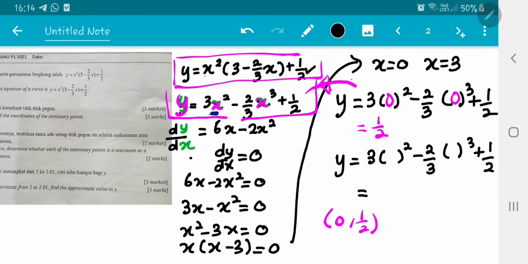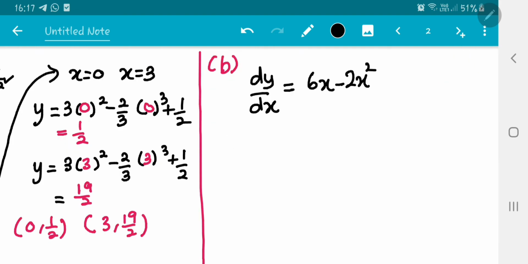When x is 3, you ganti x as 3. So when you press calculator, you akan dapat 19 over 2. So one more point is (3, 19/2). So ini adalah dia punya stationary points. Okay, the next part, part B: Hence, determine whether each of the stationary points is a maximum or minimum point. So you nak check maximum or minimum.